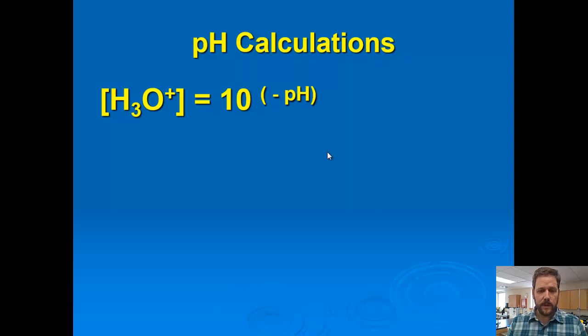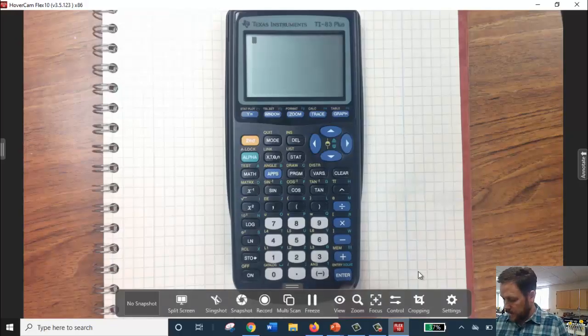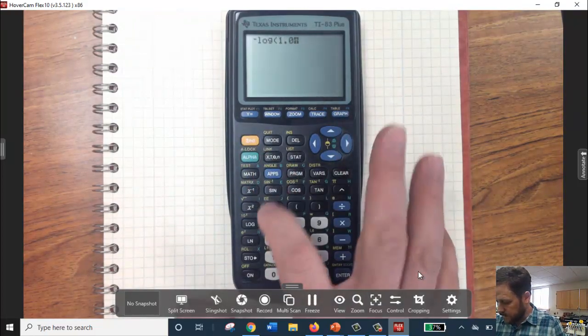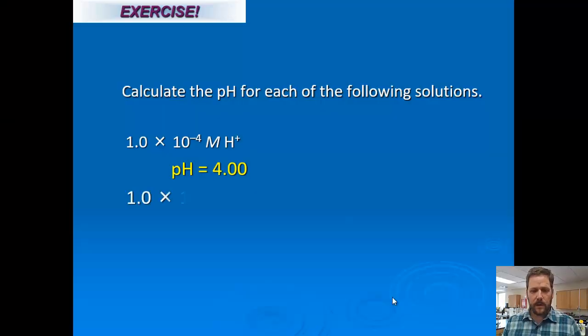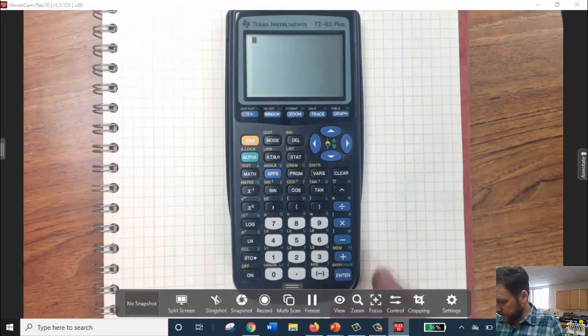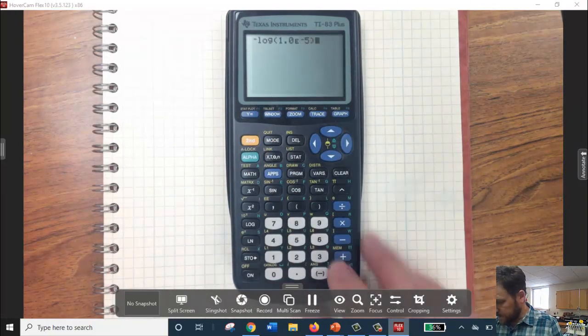Let's try a few calculations. First of all, let's see if we can calculate the pH of the following solutions. 1 times 10 to the negative 4 molar H plus. Let's see what that calculation would look like. I need to take the negative log of that molarity, the negative log of 1 times 10 to the negative 4th. And that gives me a pH of 4. How about 1 times 10 to the negative 5th molar hydronium? I need the negative log of that molarity, the negative log of 1 times 10 to the negative 5th, pH of 5.